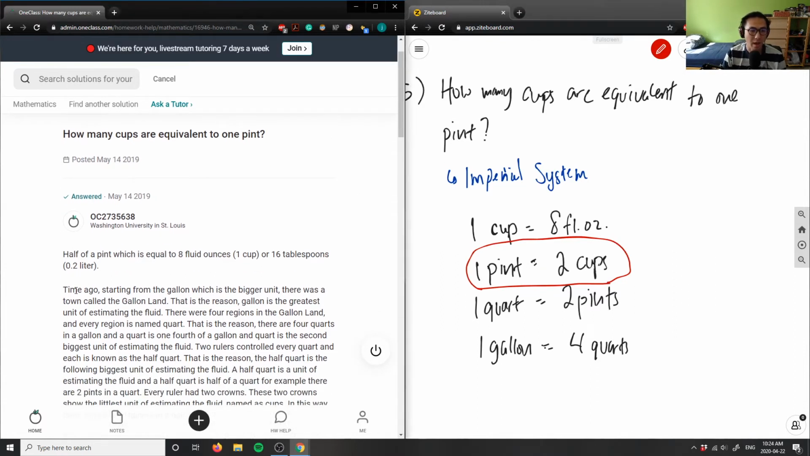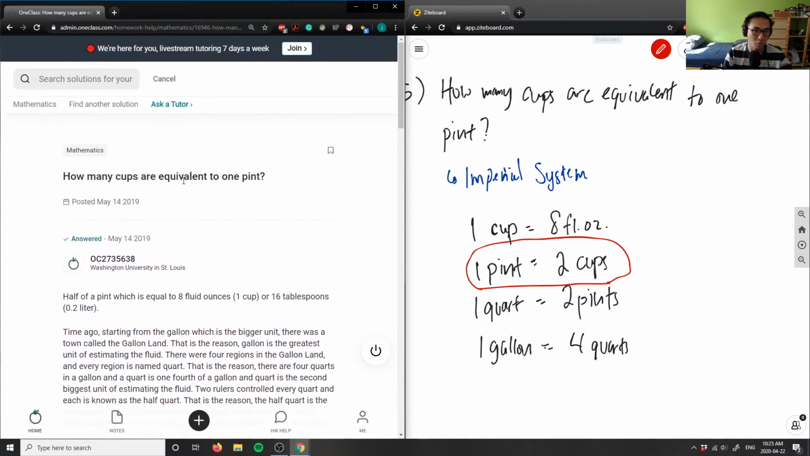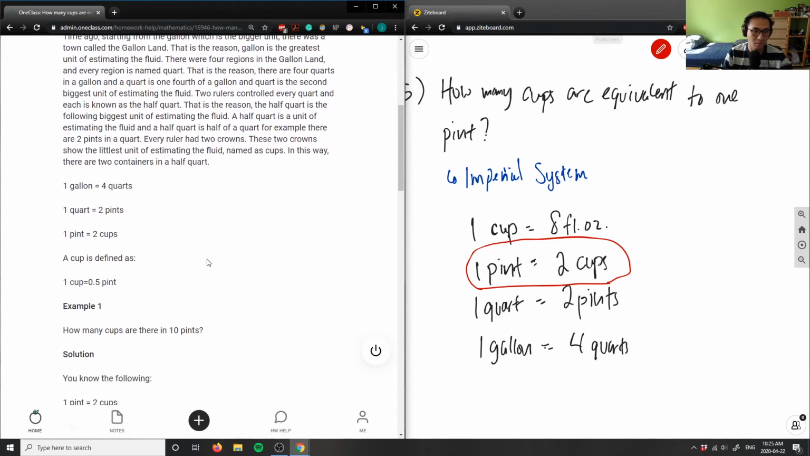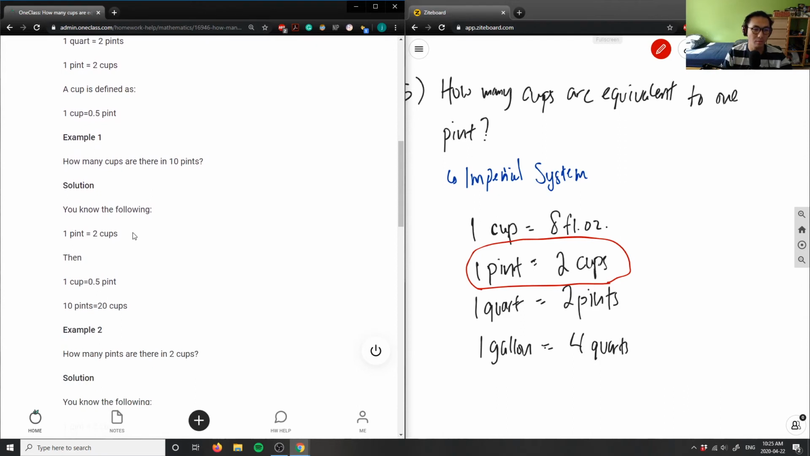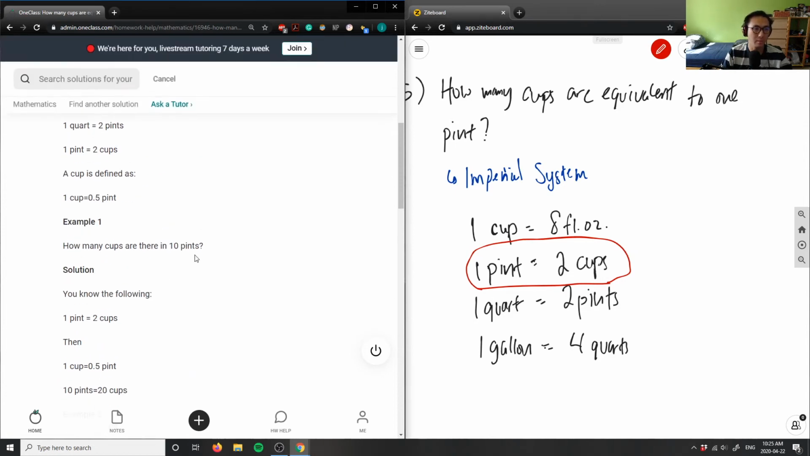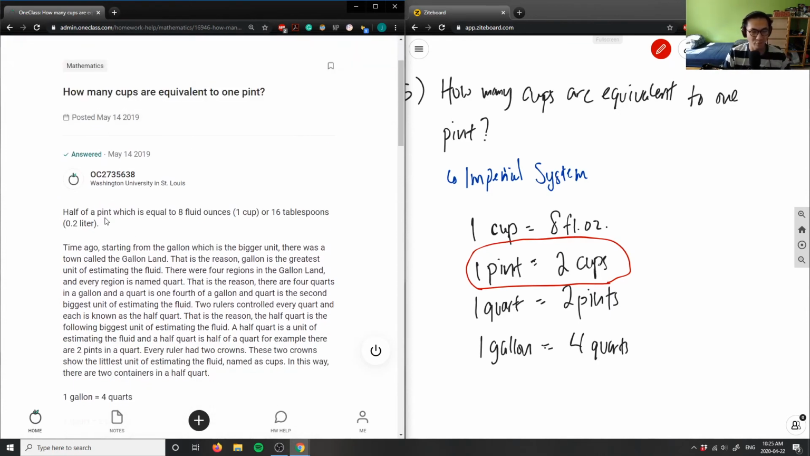So it says here, half of a pint, which is equal to 8 fluid ounces or 16 tablespoons. Half of a pint equals 1 cup. But I need to know what 1 cup is, or 1 pint is. A cup is defined by 0.5 pints. Then 1 pint equals 2 cups here. So I don't think they stated the solution here. They just had half a pint equals 1 cup.